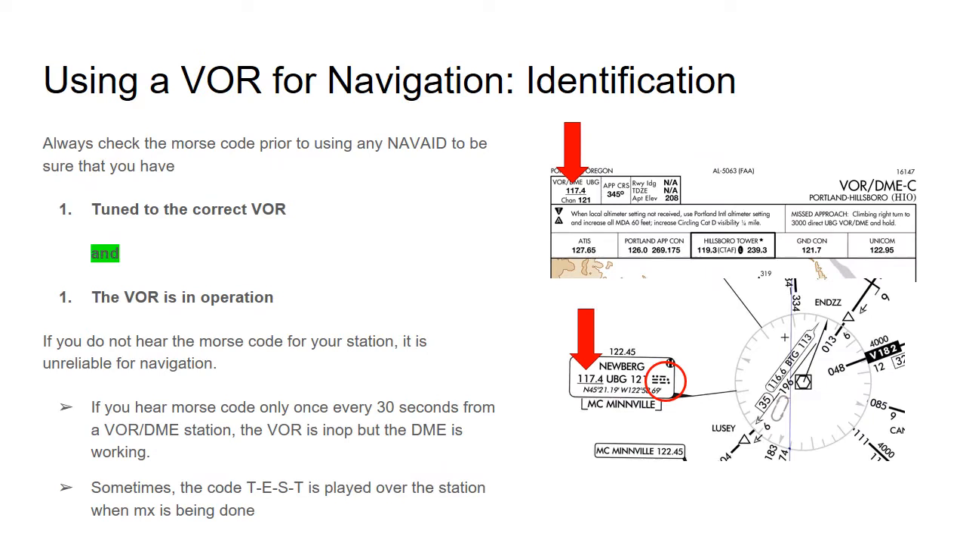When using VOR navigation, it is important to always tune and identify before relying on the information. The Morse code is presented on the chart so that you can follow along, and you should do so to make sure that you have the right facility tuned in. If you don't hear the code, the station is not reliable. If you're listening to a VOR DME station and there's a long 30-second pause, the DME may be working even though the VOR is not.